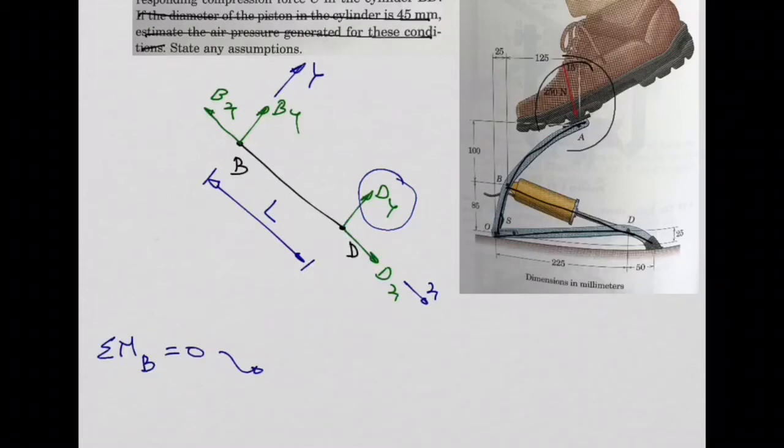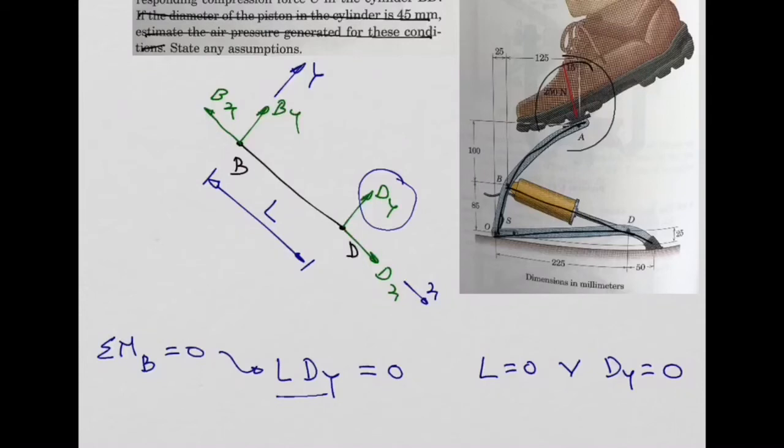What about my reaction Dy? Does it produce any moment about B? Yes. And that moment is the length, which is L, times the force, which is Dy, isn't it? That's all I have for the moments about B, isn't it? Now, the equilibrium equation tells me these moments need to be equal to 0. So, this needs to be equal to 0. And look at this now. This is very, very important. The solution of this equation is L equal to 0 or Dy equal to 0. It is the only option we have, right?